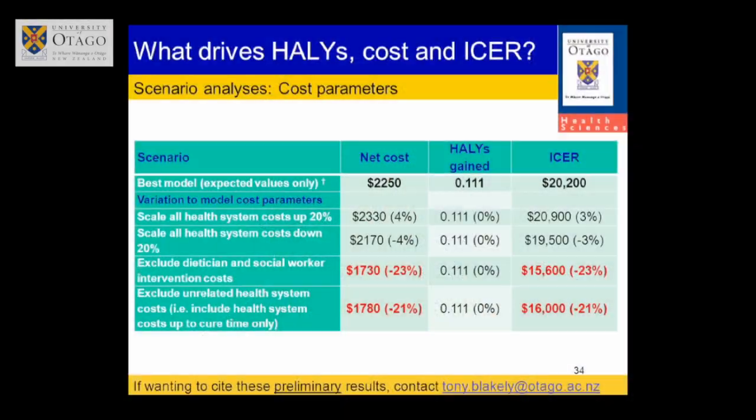We leave those in. But if you take them out, if you're a type of person that doesn't like those unrelated health system costs, then you reduce the net cost or incremental cost of the intervention by 21% and therefore the ISA by 21%. So there you go. That's trying to give you an idea of how the results move around for different assumptions you could bring to this modelling. In all instances, it appears cost effective if you use that rule of thumb of $40,000 per HALY or QALY or life year.